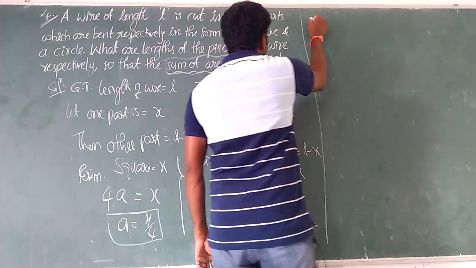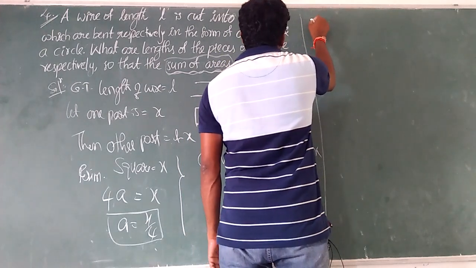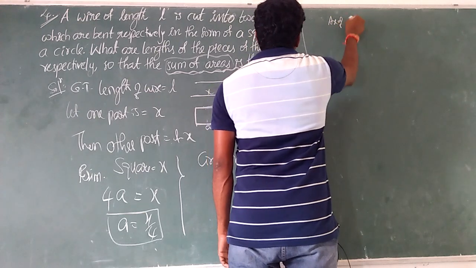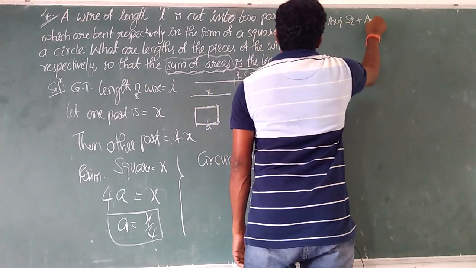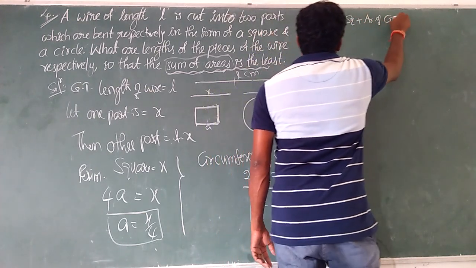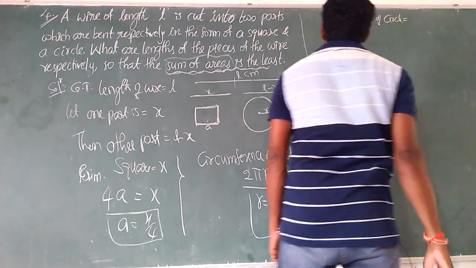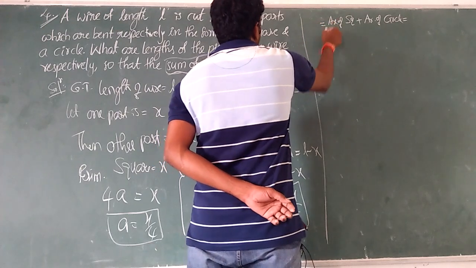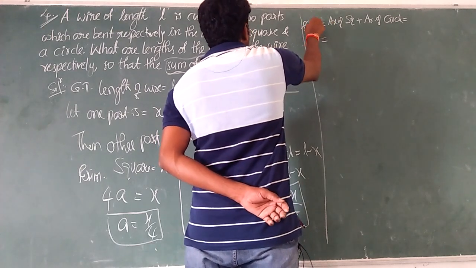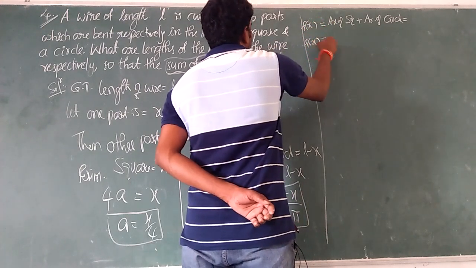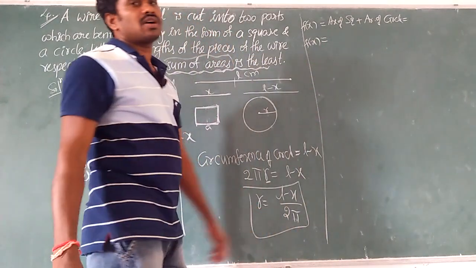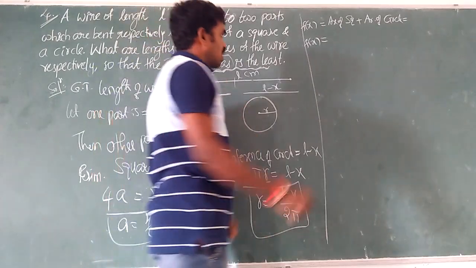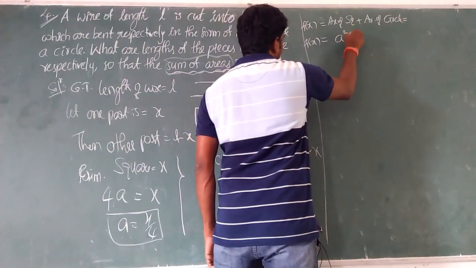So area of square plus area of circle, I am going to find. What is the sum of areas? Let me take this as f of x. What is the area of a square formula generally? Square area formula is side into side, side square. So that is here a square.